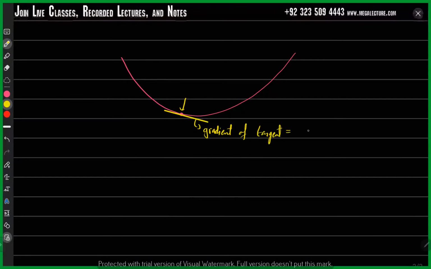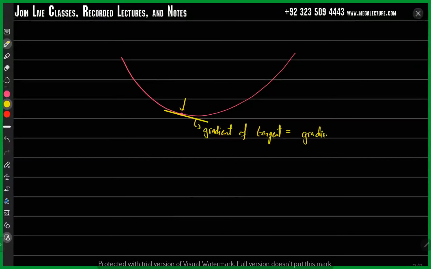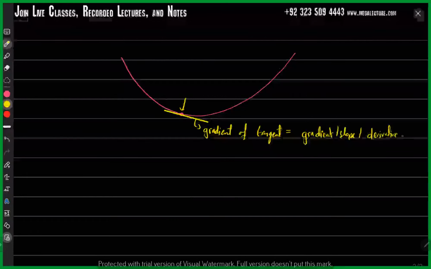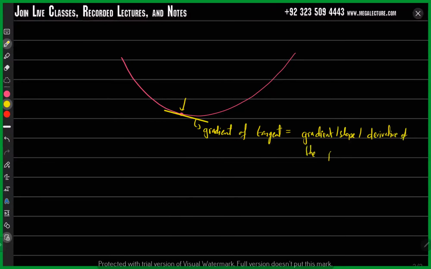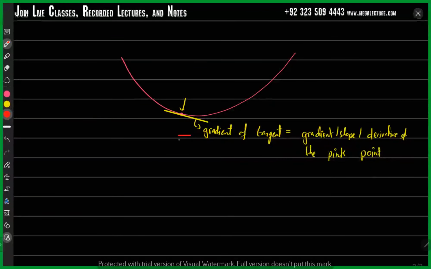Okay, so the gradient of tangent is equal to the gradient slash slope slash derivative of the pink point. This is very, very important. We will be using this concept in the next class.